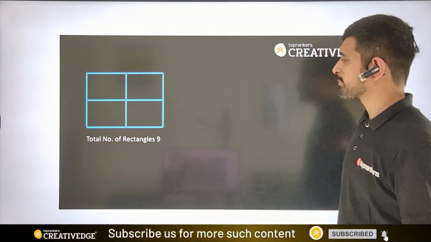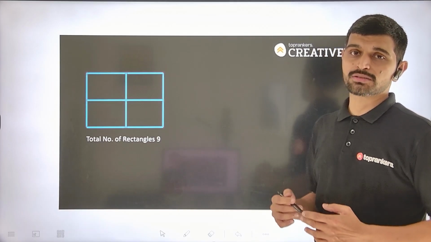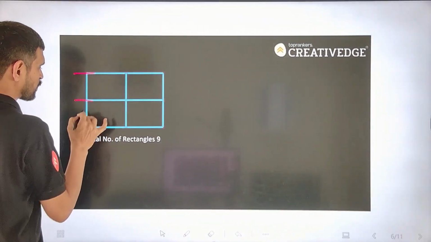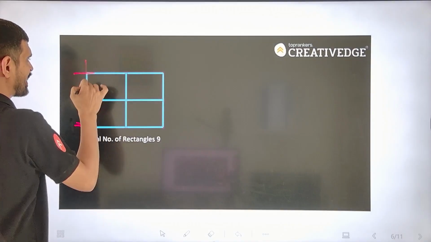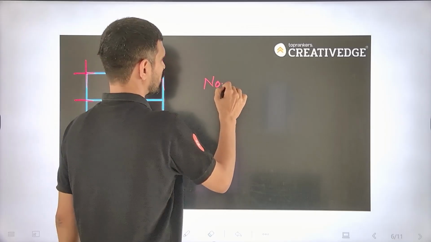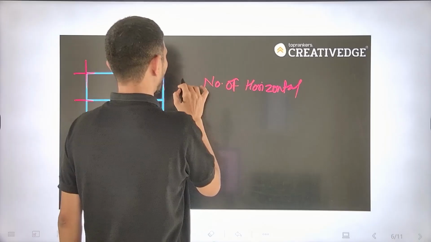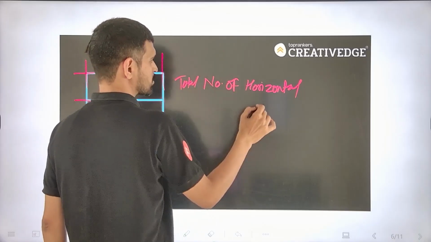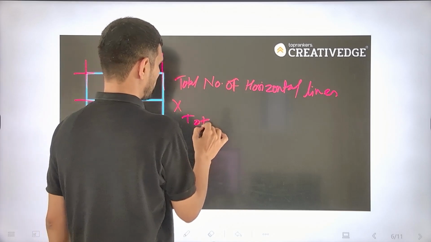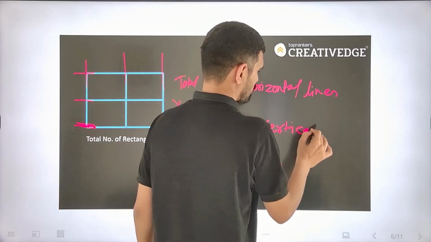Let's look at the next one. What if I am asked to count the total number of rectangles? In this case, you just need to count the number of horizontal lines and the number of vertical lines. Then multiply the total number of horizontal lines by the total number of vertical lines.